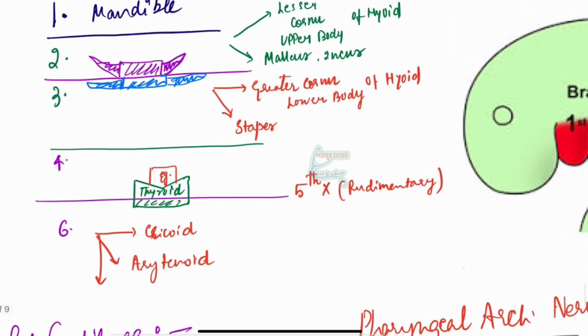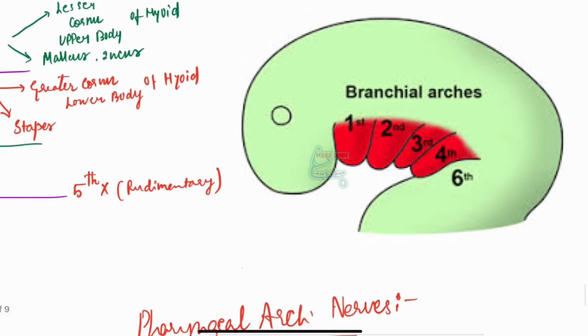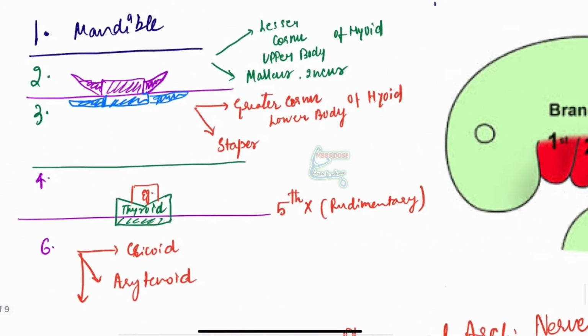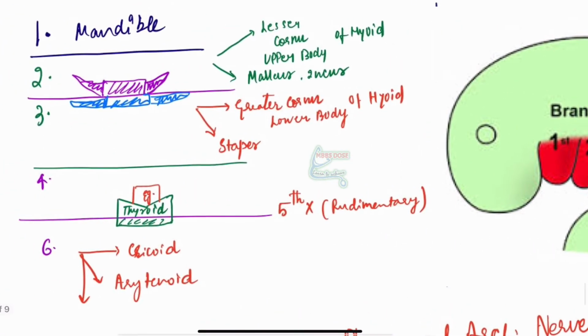Similarly, we will discuss the 4th and 6th. Now you will say, where did the 5th go? Yes, the 5th is basically rudimentary. We don't discuss it because it is not going to form a particular structure in our body. So we will simply ignore it.